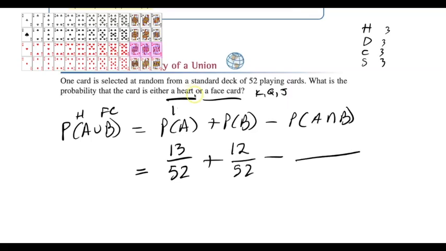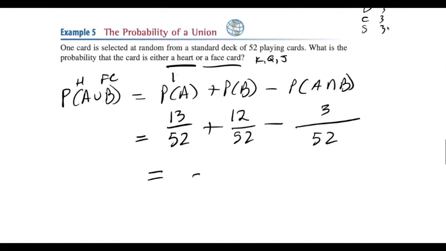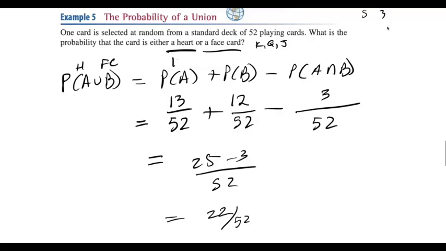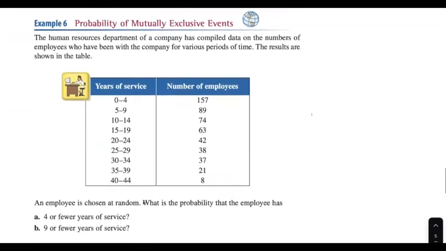How many hearts are also face cards? Well, hearts have 3 face cards, so 3 out of 52. If you do the math, I get 25 minus 3 over 52, so we get 22 out of 52. That's the probability of getting a heart or a face card. Now keep in mind, it's an OR statement. If I'm picking my next card, I'll be happy with a heart or a face card. You have a 22 out of 52 chance of getting either one, because either one will make you happy. These are not mutually exclusive events.